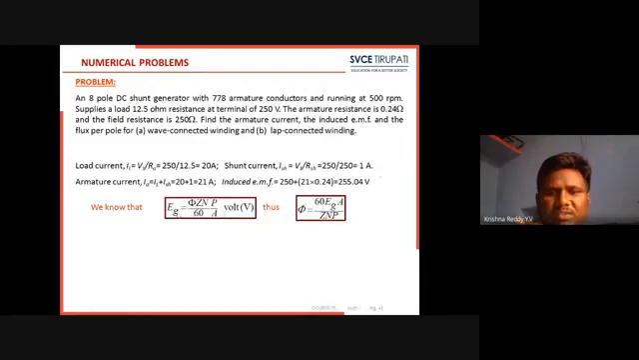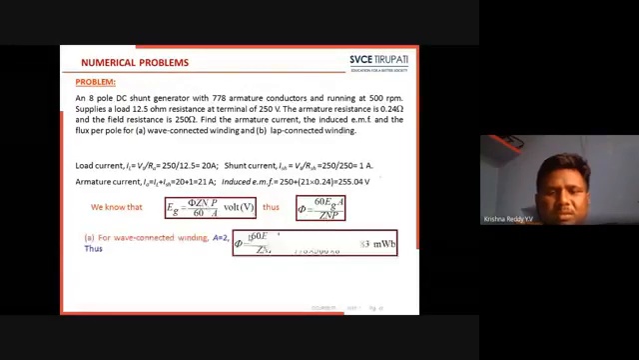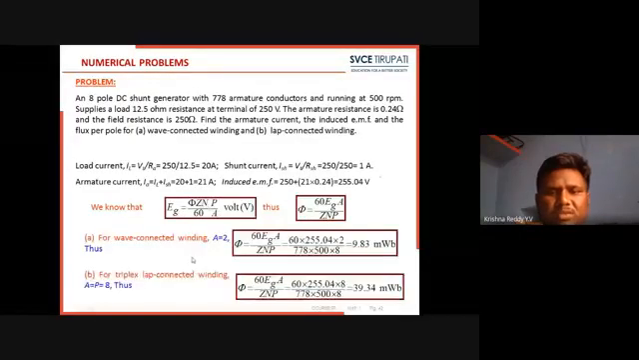We already know the EMF equation is phi Z N by 60 into P by A. From this one, phi equal to 60 into EC into A divided by Z N and P. By substituting those values, we are getting the flux per pole: 9.83 milliweber, 39.34 milliweber.